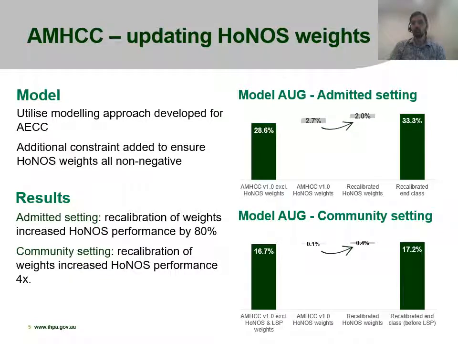The chart at the bottom right shows the performance in the community setting. Here the contribution of HoNOS is more modest, with a 0.1% benefit from the AMHCC version 1 HoNOS weights. Recalibration of the weights adds a further 0.4%, a substantial increase. We can now pass back to Cameron, who can provide a summary.